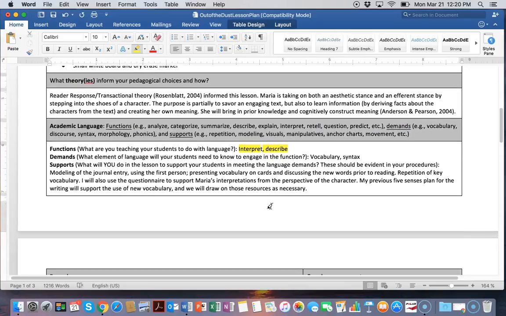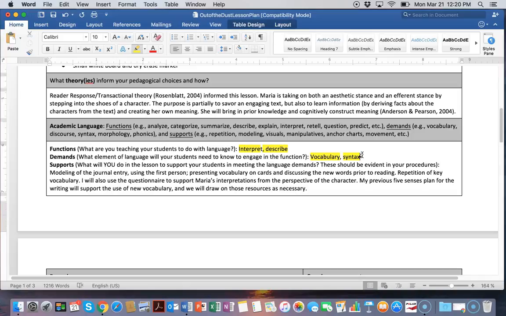Okay, let's take a look at language demands. This tutor has included two language demands, vocabulary and syntax. I'll be honest with you, she could have also included discourse in this one, but I'm going to be showing you a different lesson plan in which discourse is a little bit more obvious.